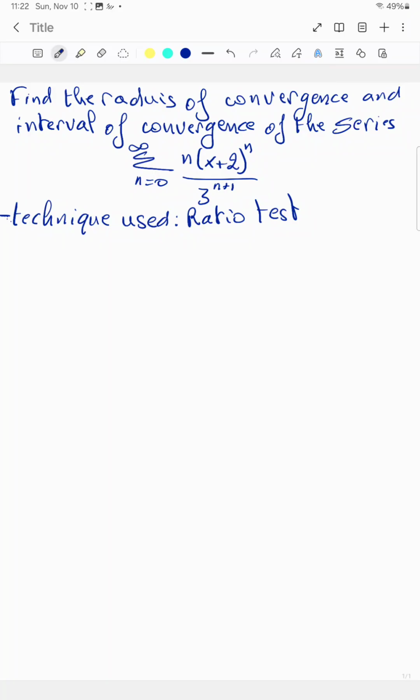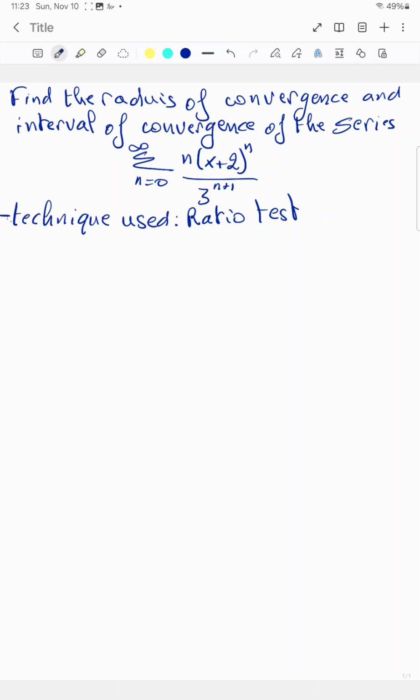In this video, we will find the radius of convergence and the interval of convergence of the series, the sum from n equals 0 to infinity of n times (x plus 2) to the power of n divided by 3 to the power n plus 1. And the technique that I will be using here is the ratio test.